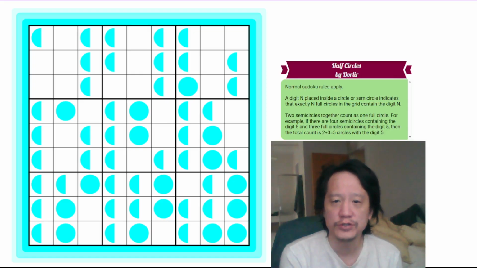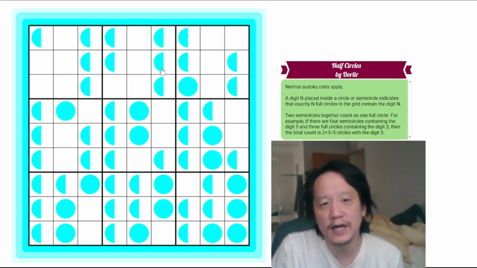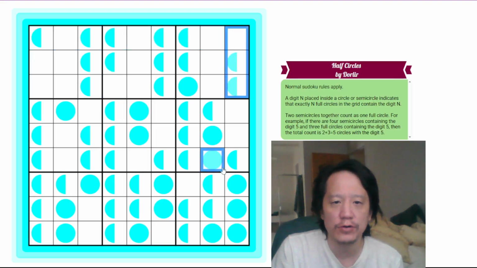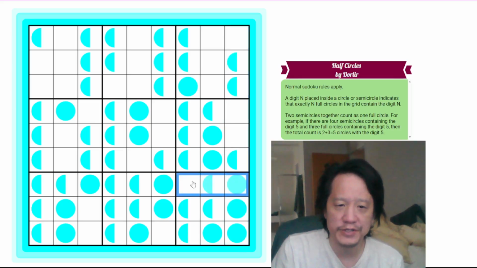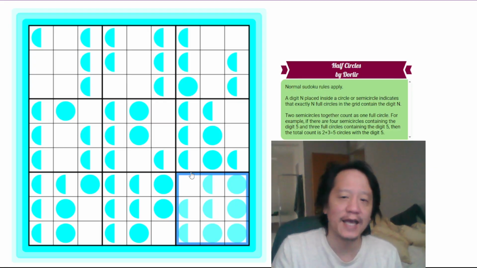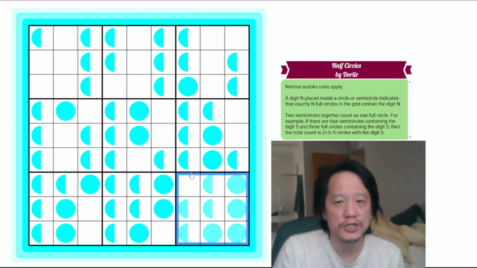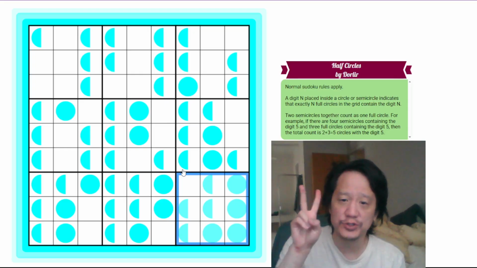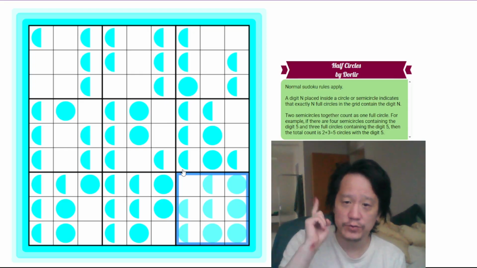We have normal Sudoku rules apply, which means in every cell in the grid, place a single digit from 1 through 9 such that there are no repeats in any row, column, or designated 9-cell region, which in this case is a box. A digit n placed inside a circle or semicircle indicates that exactly n full circles in the grid contain the digit n. Two semicircles together count as one full circle.